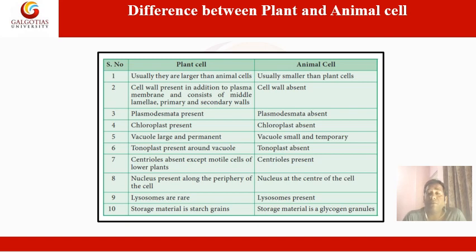Now the lysosomes, that is another important organelle that is also called the suicidal bag of the cell, are rare, or their number is greatly reduced, in the case of plant cells. However, lysosomes are generally much more numerous in the case of animal cells. Now the storage material in plant cells is generally starch grains. However, the storage material in the case of animal cells is glycogen granules.